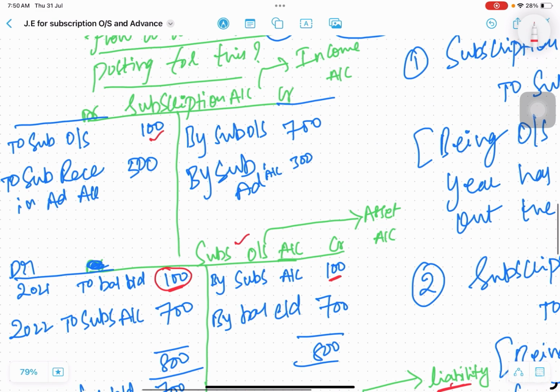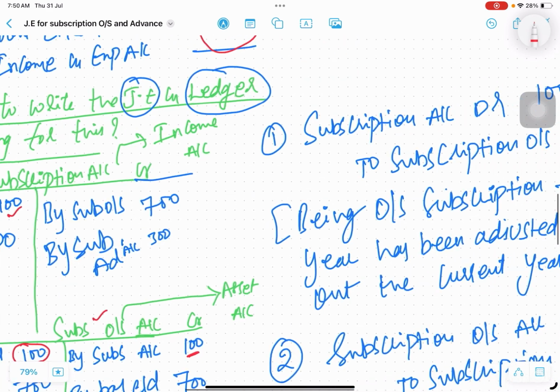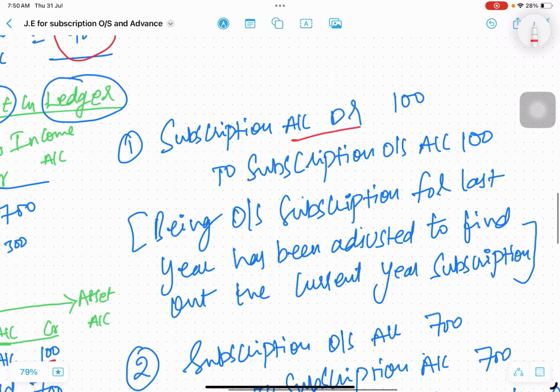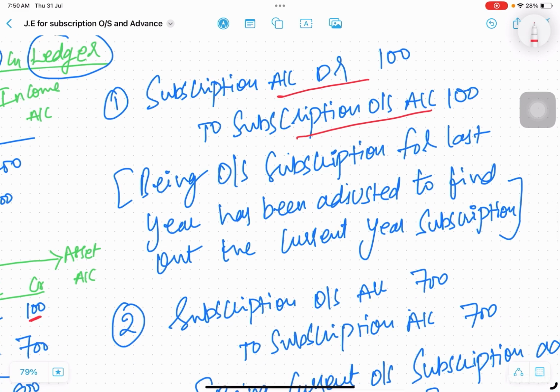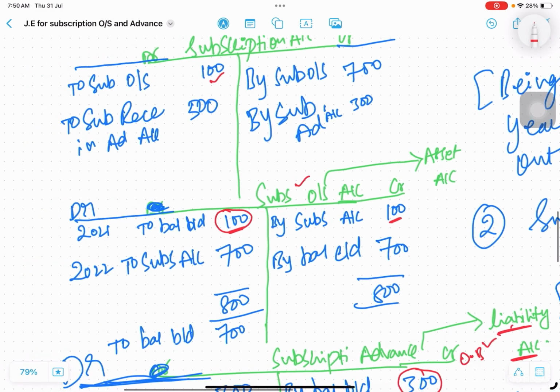Same thing you have to write: subscription account debit to outstanding subscription account. This is the entry. Subscription account debit to outstanding subscription account. First do the ledger posting, later write the journal entries. Being outstanding subscription for last year has been adjusted to find out the current year subscription. Okay, yes.